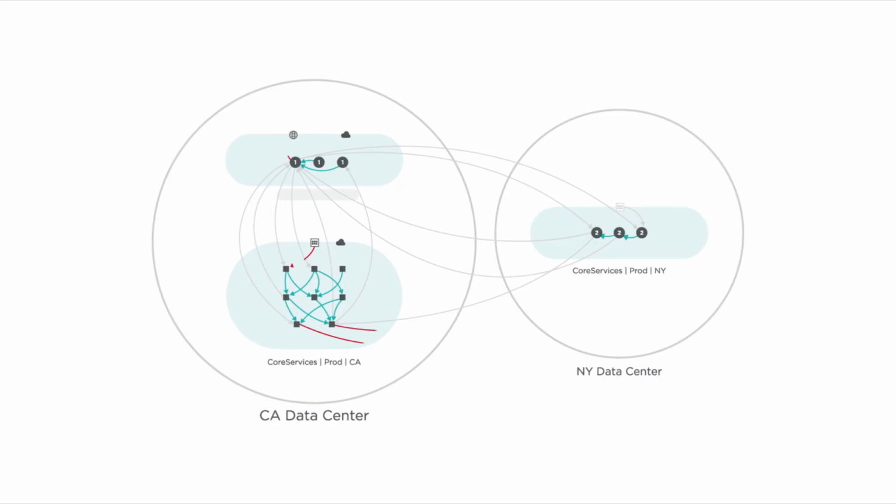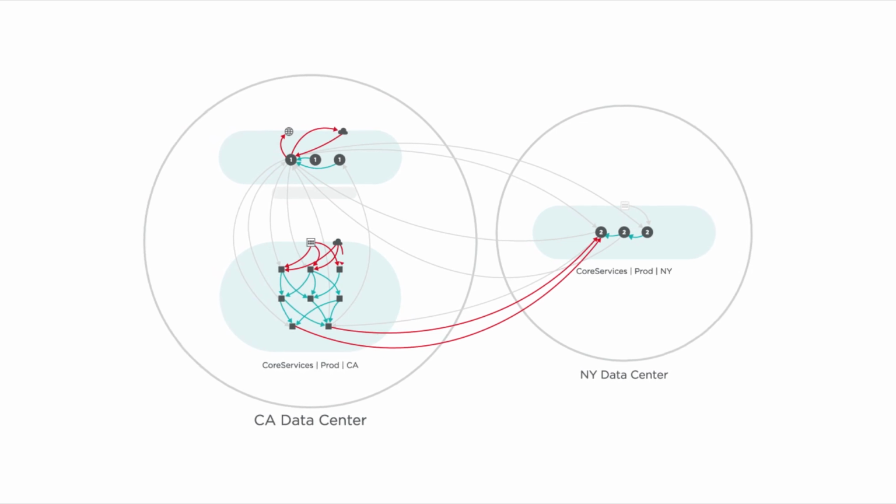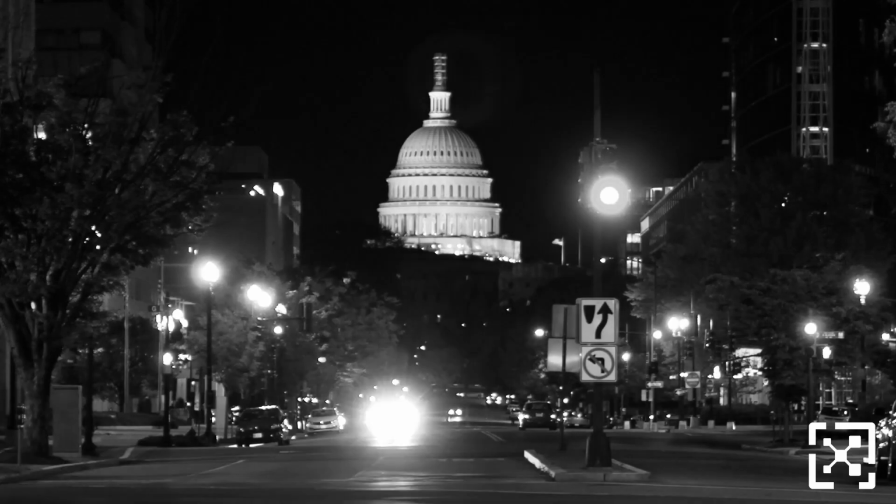Granular controls are necessary for segmentation, from protecting high-value applications down to individual processes on a workload. This is key to stopping the lateral movement of a breach and keeping your agency or command up and running.